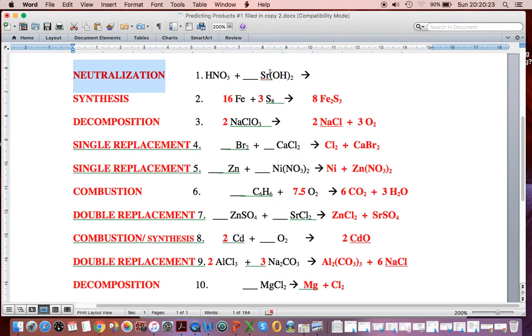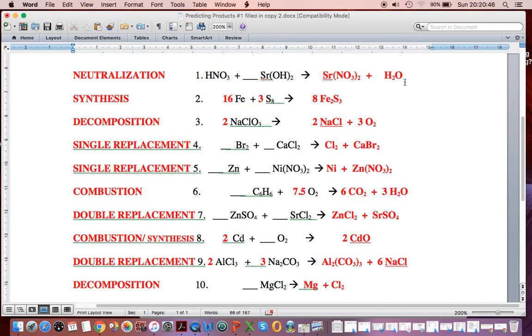Our salt is going to be the strontium getting together with the nitrate. Front end of this compound getting together with the back. The H and the OH are going to get together to make the water. So let's put in our products. Proper formula. Strontium's 2 plus, nitrate's 1 minus, the 2 and the 1 crisscross.